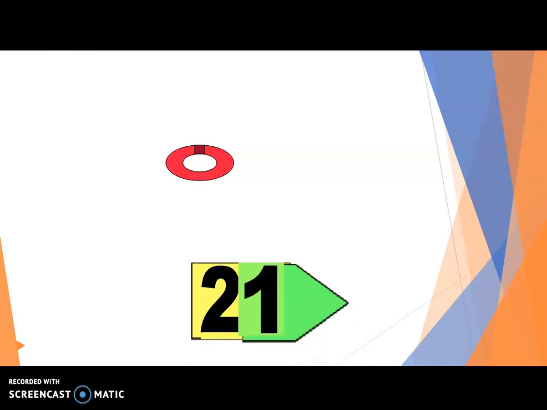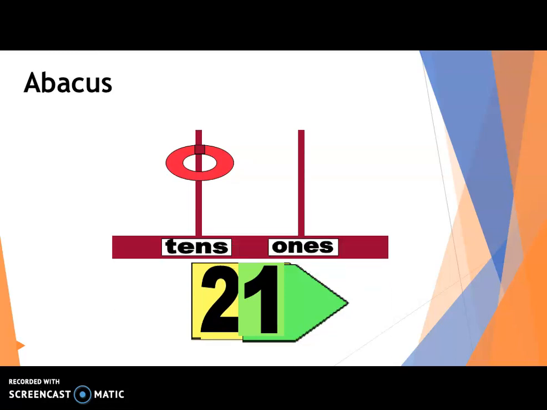Great job. Another way is using the abacus. For example, 21. You can see there the ones place and the tens place. So 21. How many ones are there in 21? We have 1. This shows the ones place.